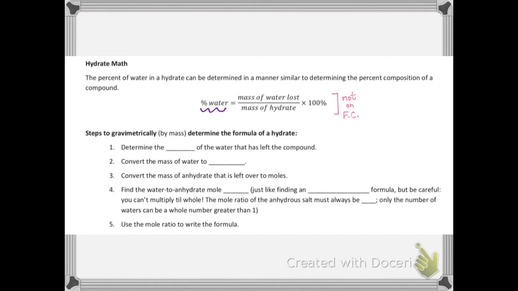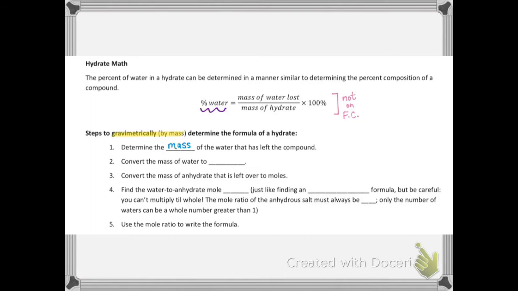The second calculation is determining the formula of a hydrate. So let's look at that step by step. They call it gravimetrically determining it. Well, it's just a fancy way of saying we're doing it by mass because we're weighing stuff. The first thing you have to do is determine the mass of water that has left the compound, that you've driven off, so to speak.